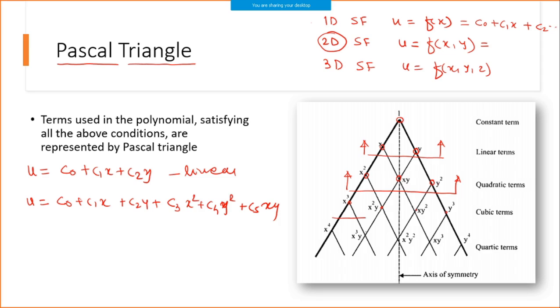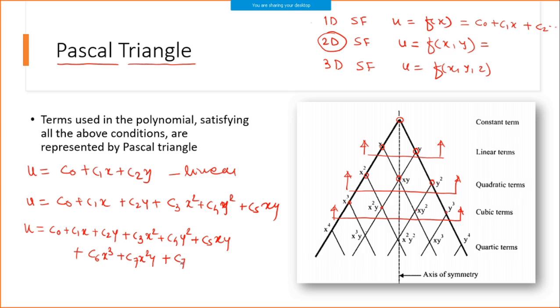If I'm going to define an element with a cubic variation, I need to take all the terms above this line. Then I can have u equal to C0 plus C1x plus C2y plus C3x square plus C4y square plus C5xy, and then the cubic terms, that is C6x cube, C7x square y plus C8xy square, then C9y cube, like this. So likewise, I can go on defining my polynomial equations.